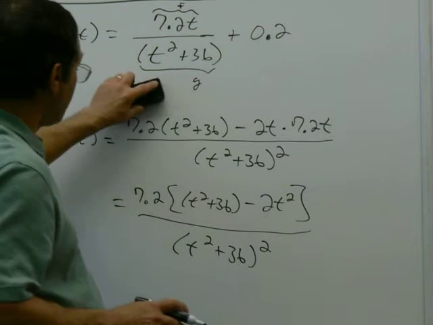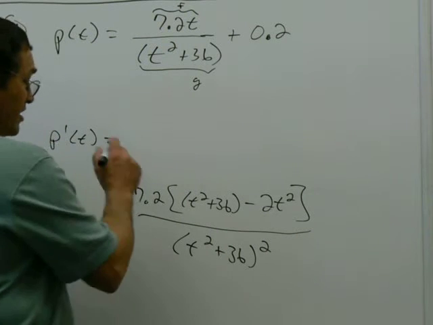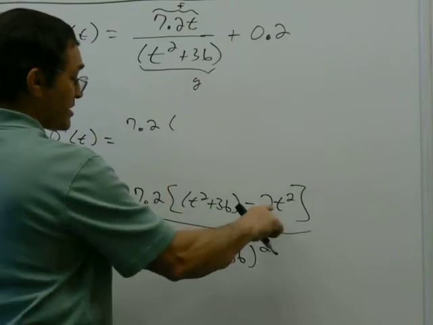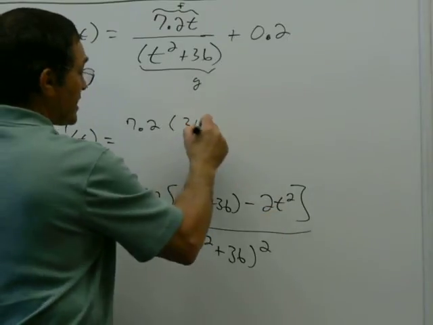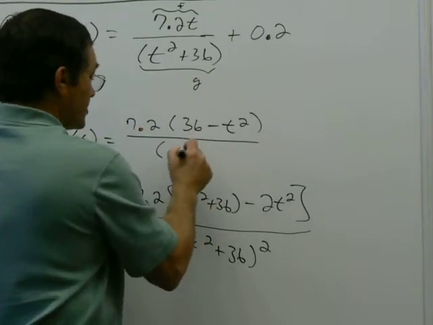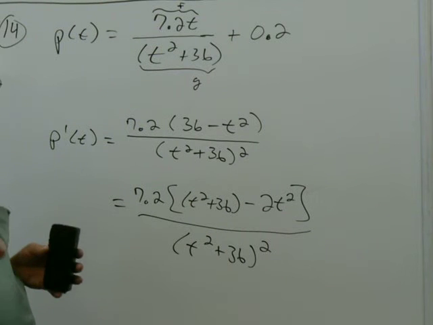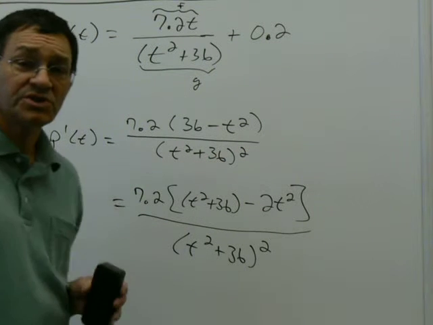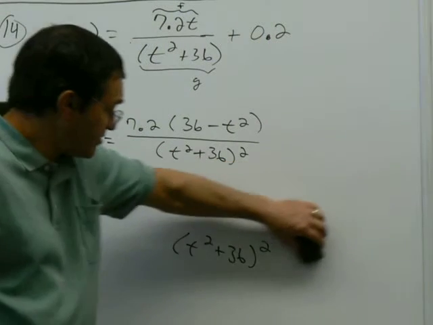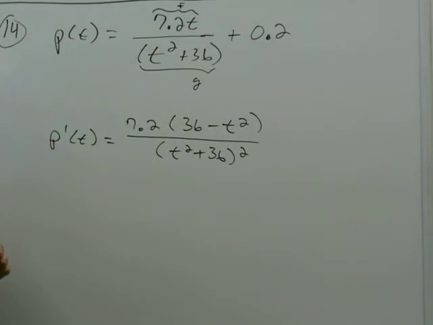And I'm going to erase my top function up here. Again, I'm limited on board space. So I have my 7.2 times t squared minus 2t squared, which would be a negative t squared. I'm going to write it like this: 36 minus t squared over t squared plus 36 squared. Now there's a reason why I chose to write it that way, which will become apparent when I set this equal to 0 and solve to find critical points. Again, you can replay and get a screen print or write down any part of this that you need to.